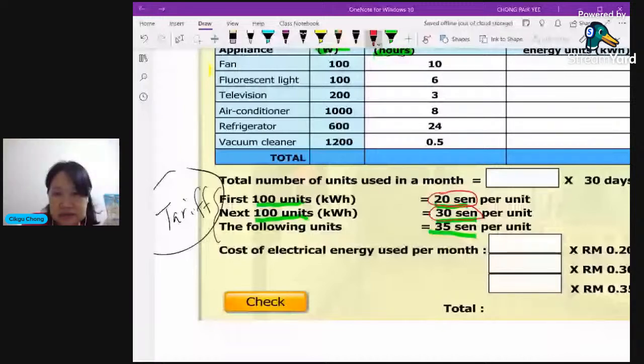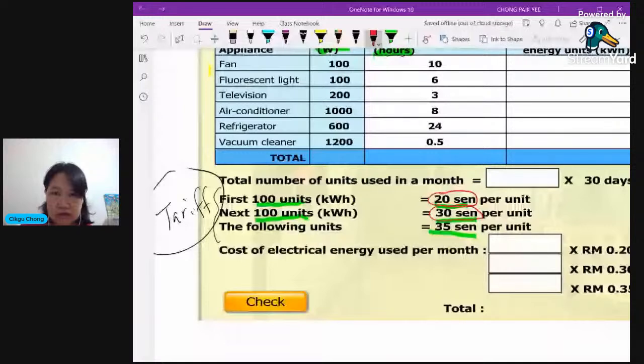Add up. You don't add up here. This is wrong. You don't add up here. You add up this one. There's no point for you to add here. Don't add here. No meaning. So 1.6 plus 0.6 plus 8 plus 14.4 plus 0.6.